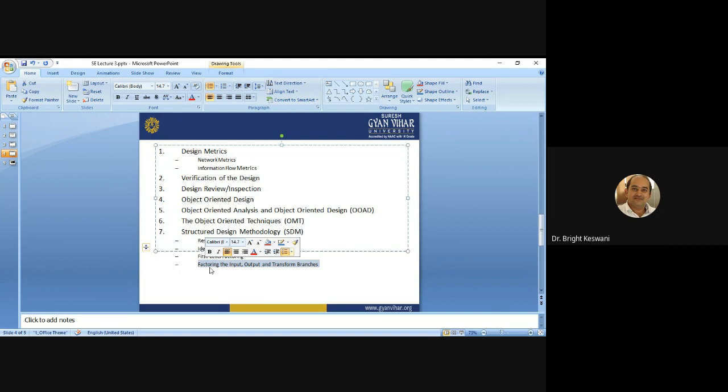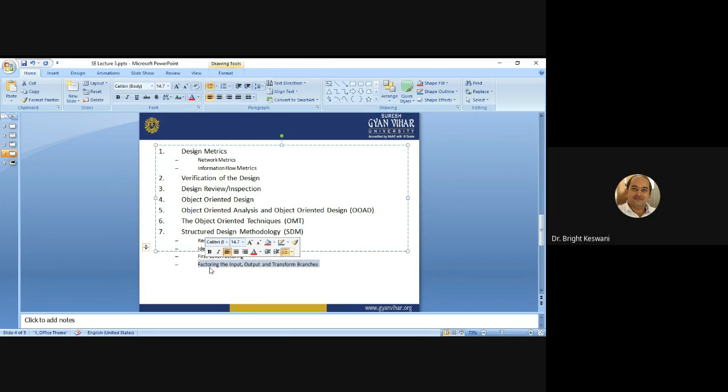The first level factoring, meaning decomposition, results in a very high level structure where each subordinate module has a lot of processing to do. To simplify these modules, they must be factored into subordinate modules that will distribute the work of a module. Each of the input, output, and transformation modules must be considered for functions. So this is the fourth and last step where you are decomposing modules.